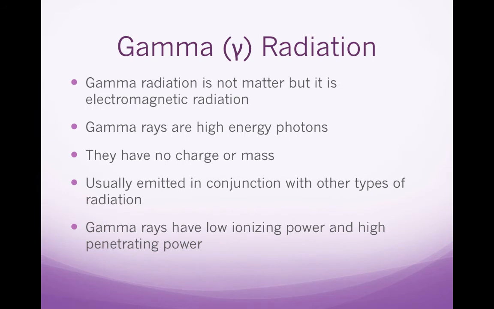The next one is gamma radiation. Gamma radiation doesn't emit matter, but it is actually electromagnetic radiation. Gamma rays are really high energy photons. They don't have a charge or mass, and they're usually emitted in conjunction with other types of radiation. Gamma rays have low ionizing power but high penetrating power, so they can get through just about everything.